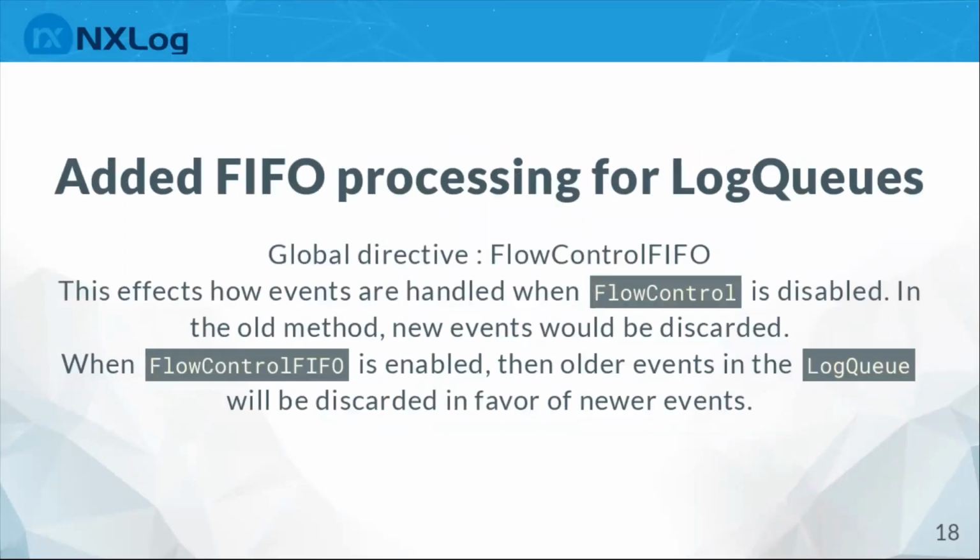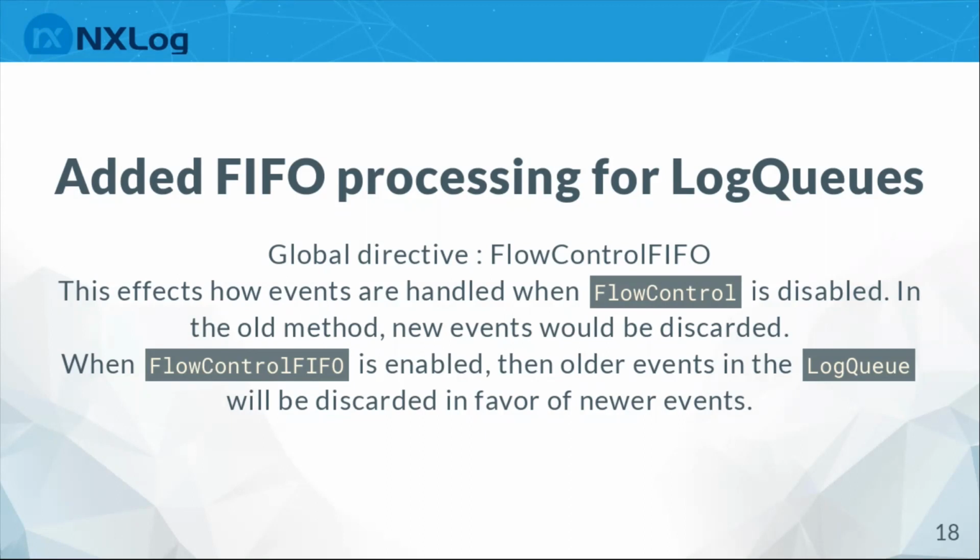We also changed the way we handle flow control just a bit, specifically if flow control is disabled. Currently, if we were to turn off flow control and the output was blocked, the log queue for that module would start filling up. With this change, instead of pulling data from the oldest event first, the first one in the queue, you can make it read from the newest event, or the last in the queue.